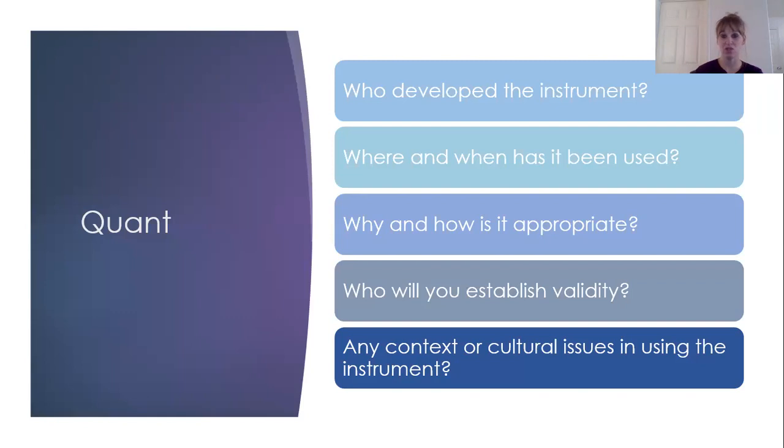All right, for quantitative, who developed the instrument? Where and when has it been used? How and why is it appropriate? Sorry, that's supposed to be, how will you establish validity? And is there any context or cultural bias in using this instrument? Quantitative is a lot more straightforward. They have their guidelines, and they have all of these things already. You just have to do the research in order to prove the validity and why this measure is appropriate.